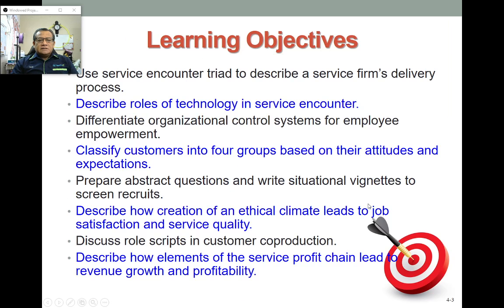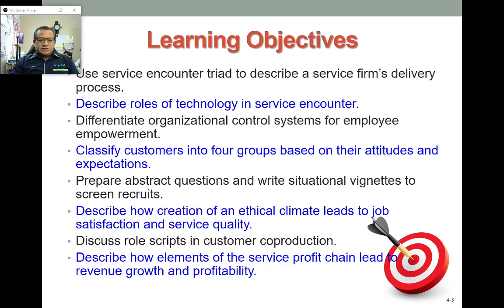This chapter, service encounter, basically the learning objective is to enable you to use a service encounter triad to describe a service firm's delivery process. And by the end of the course, you should be able to describe the roles of technology in service encounter. You should also be able to differentiate the organizational control systems for employee empowerment.